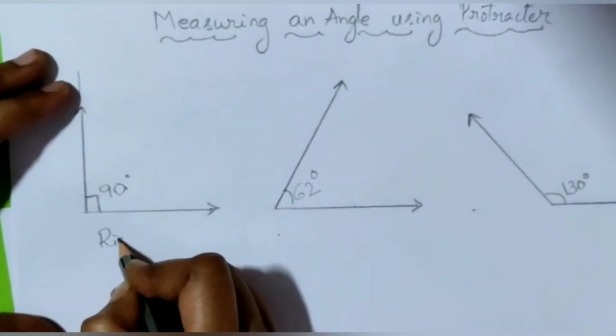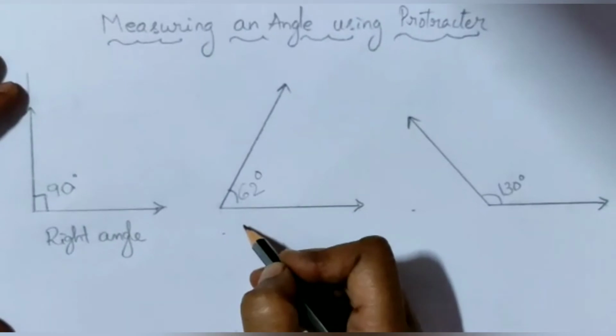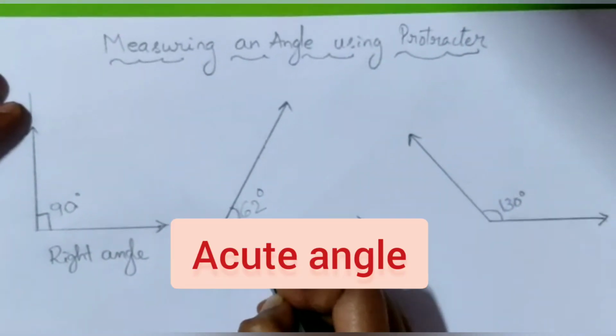When it is 90, it is a right angle. When it is less than 90, it is an acute angle.